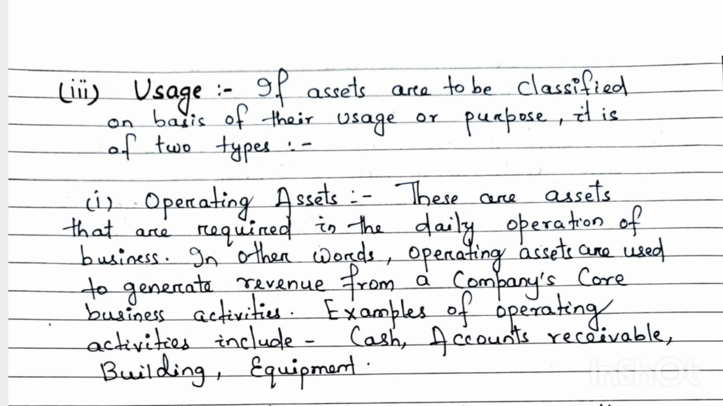These are the assets that are required in the daily operation of the business. In other words, the operating assets are used to generate revenue from a company's core business activities. Examples of operating assets include cash, accounts receivable, building, equipment. Now these are the assets without which the business cannot run. So they are called the operating assets which help in the daily operations of the business.